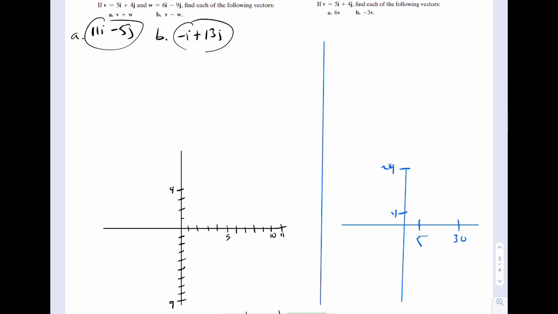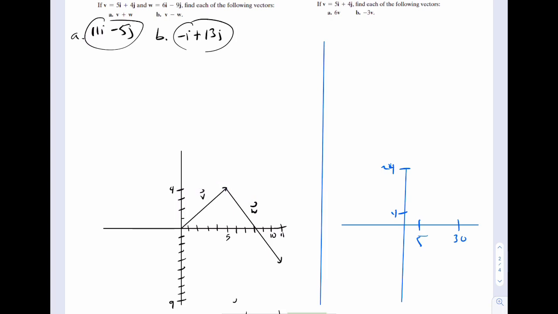So 5i plus 4j, that would be right about here. So there's vector v. And vector w, 6 minus 9j, that would be right about here. So there's w. When you add vectors, what happens is it grabs the tail of w and connects it to the head of v. So there we have it.